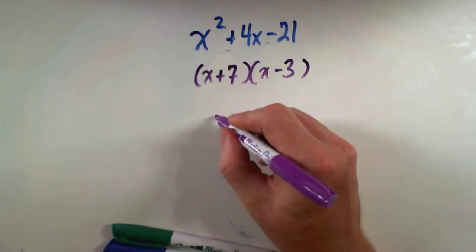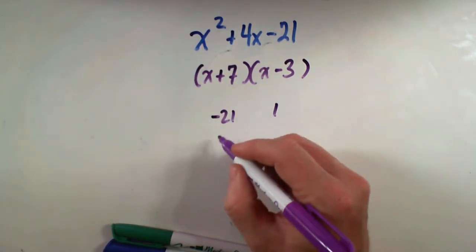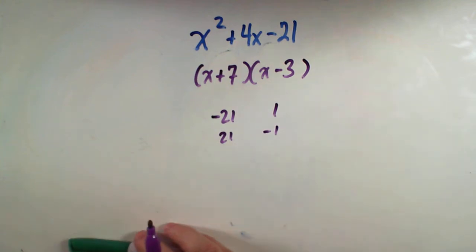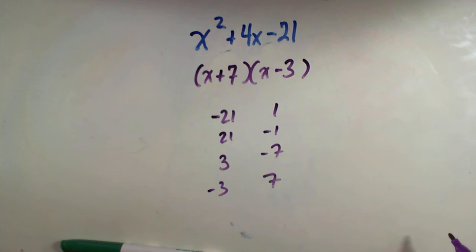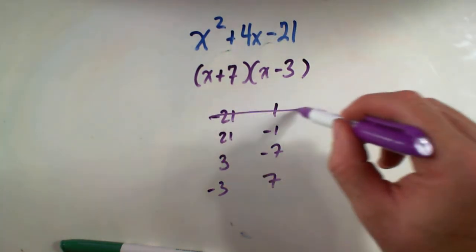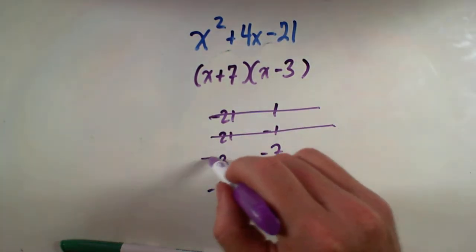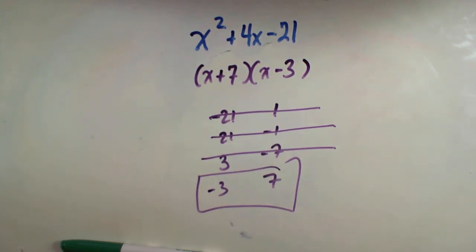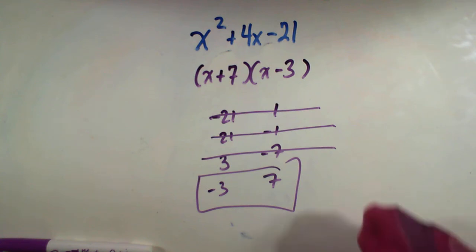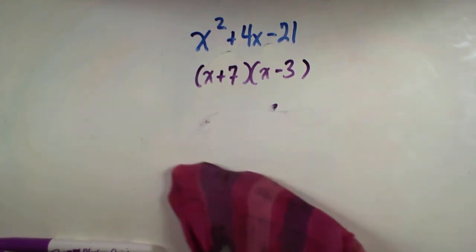Now, if you need to go through and say, all right, negative 21 and 1, and 21 and negative 1, and 3 and negative 7, and negative 3 and positive 7, and now I'm looking to add to 4, that doesn't add to 4, that doesn't add to 4, that doesn't add to 4, that one added to negative 4, there's the one that works. You can go through that every time. That's the mental process that you're doing, but feel free to skip the steps. Don't always skip steps, but that one in particular, you don't have to do this setup every single time.